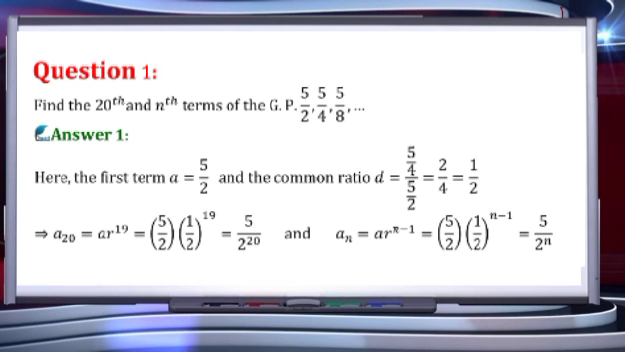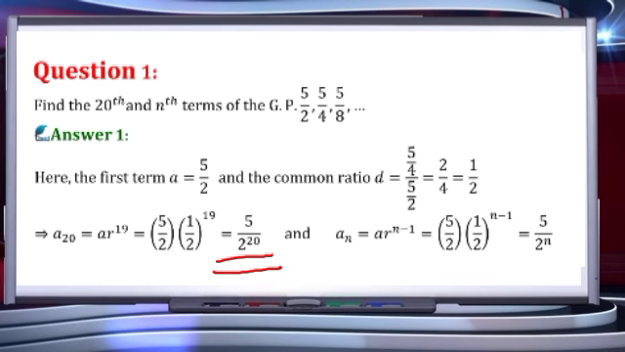Next is to find the 20th term. So by formula, the 20th term becomes a into r raised to power 20 minus 1, that is 19. So we are going to substitute the values. Here a is 5 by 2, r is 1 by 2 and whole power 19. If it is easy to simplify or calculate, do so, otherwise leave it in the power only. So this reduces to 5 over 2 raised to power 20.